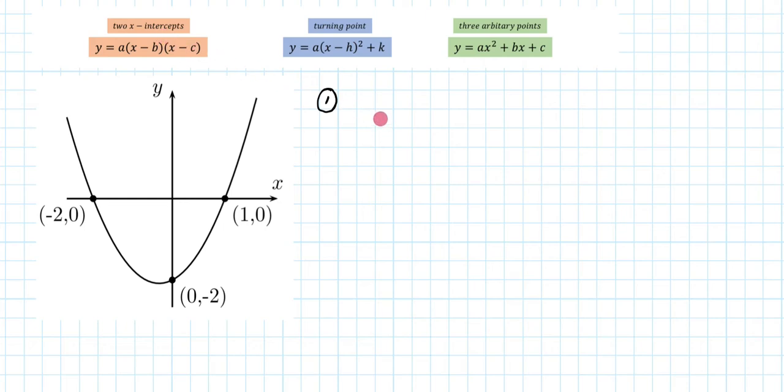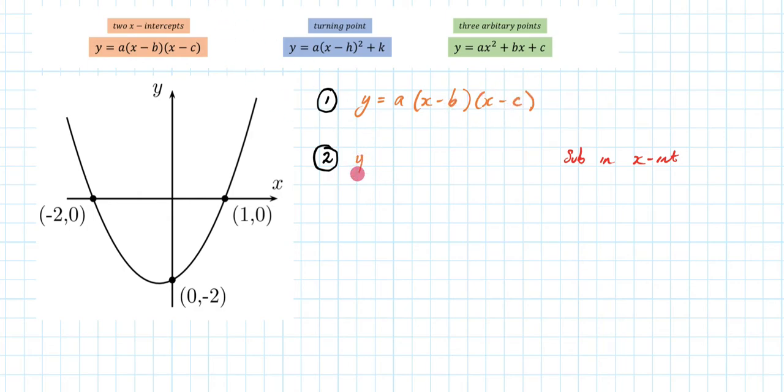So step number one, let me write that out. It is y equals a(x minus b)(x minus c). So that's step number one. Step number two will be, let me do this in red, sub in x-intercepts. So I know that b and c here represent my x-intercepts.